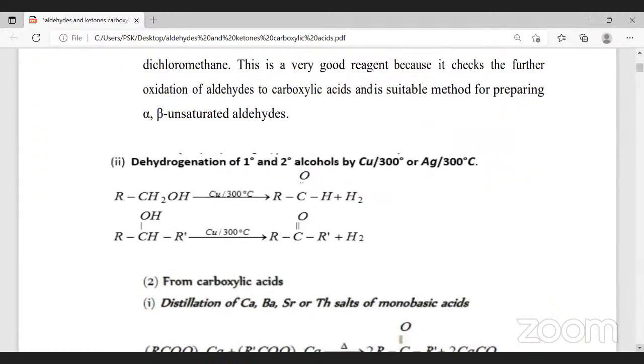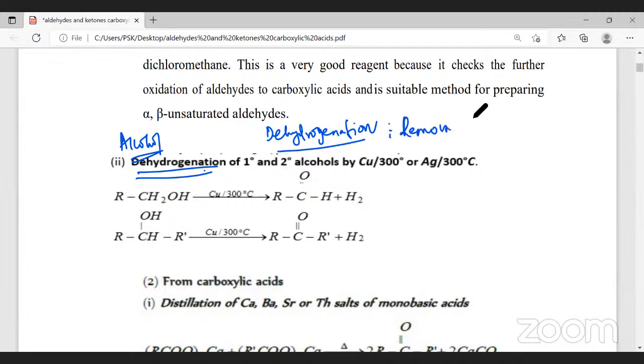Now, the second method of preparation. The first method is preparation from alcohol by oxidation. The second method is again from alcohol only. The name of the reaction is dehydrogenation. What is dehydrogenation? Dehydrogenation means the removal of hydrogen as a gas.